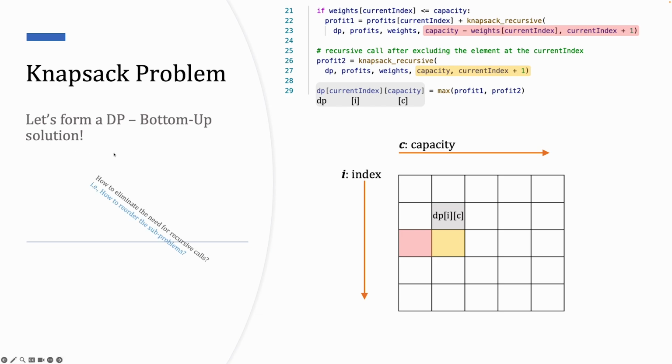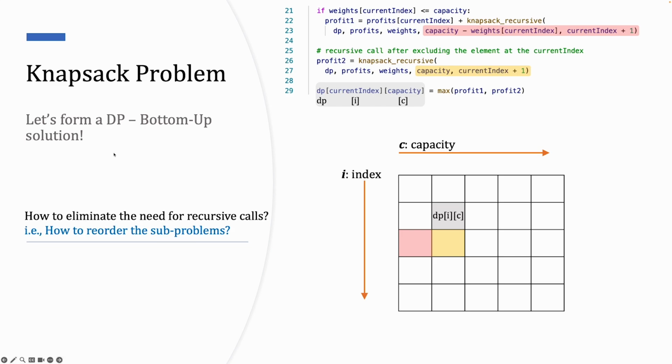So the question here is, how do we change the order of the subproblems so we eliminate the need for making any recursive calls? And if you pay attention right now, this is the order in which we are trying to solve this problem.